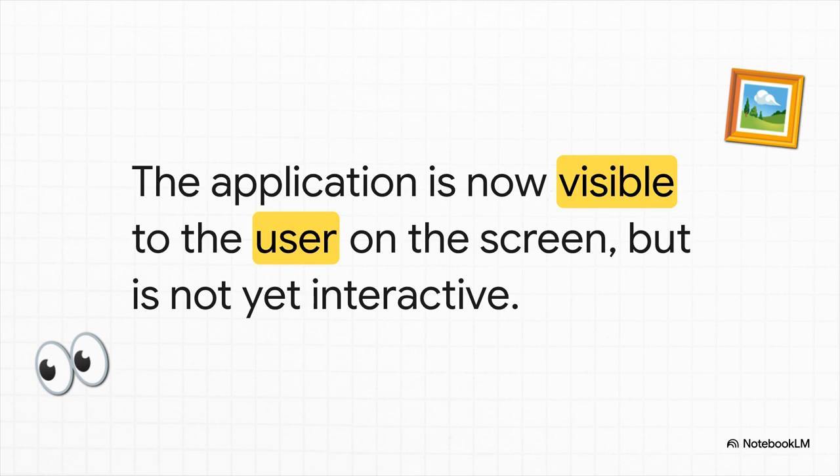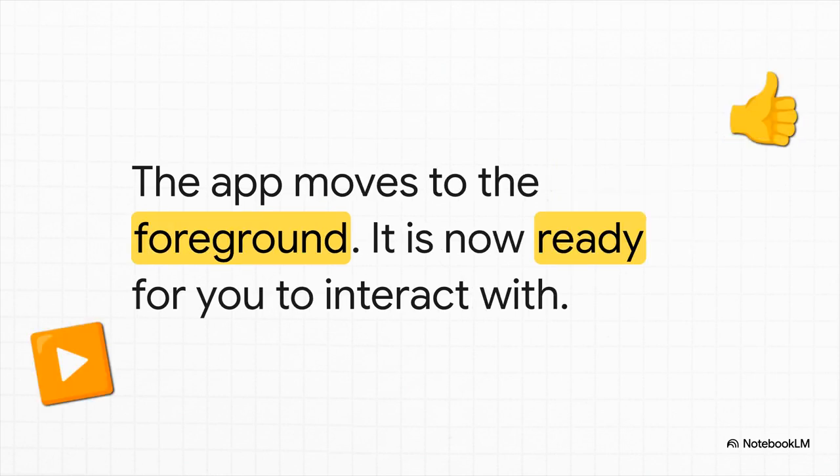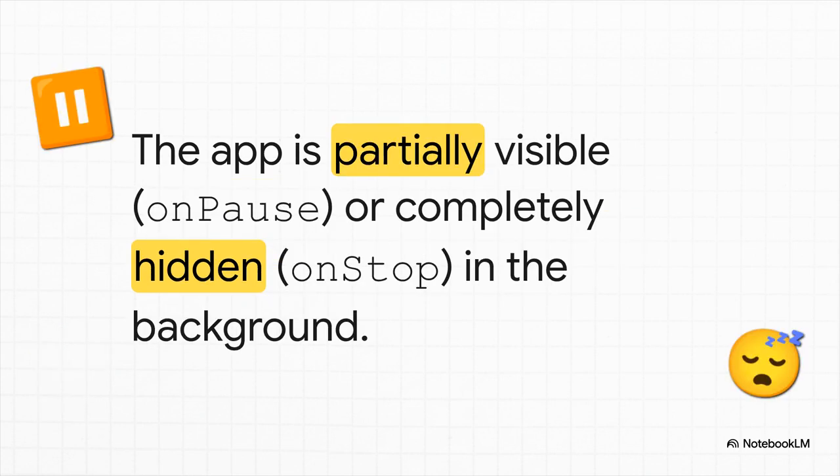A split second after that, you hit onStart. The doors to the building swing open, and the app becomes visible on your screen. And right after that, onResume. Now you've walked inside. The app is front and center, ready for you to interact with it. But what happens if you get a text message or a call interrupts you? Does the app just die? Nope. It just enters onPause or onStop. It's still there, just waiting patiently in the background for you to come back.